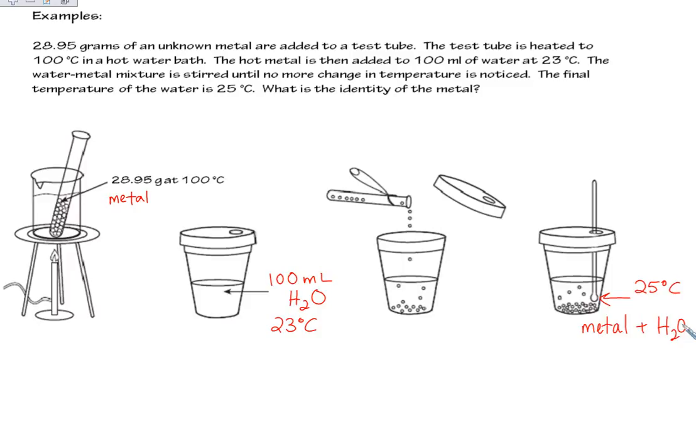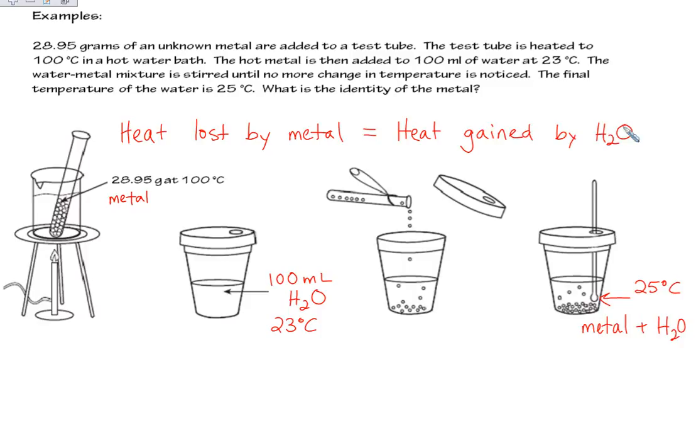Okay, so here's the deal. Transfer of energy. Assuming no sources of error, like heat loss to the surroundings, this should be true. The amount of heat energy lost by the metal should equal the amount of heat energy gained by the water. Now, one of the major sources of error is heat loss to the surroundings.